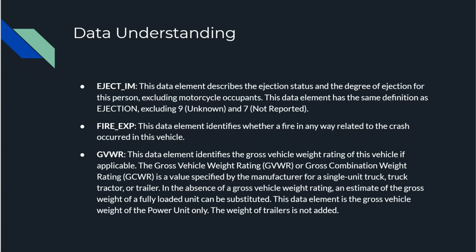Fire_EXP. This data element identifies whether a fire in any way related to the crash occurred in this vehicle. Alright, the next one is the gross vehicle weight rating, and basically this one, pretty plain simple there. What's the weight of the vehicle? If there was no official one, there was kind of a best guess. Moving on.